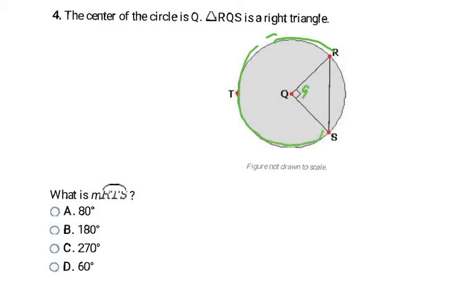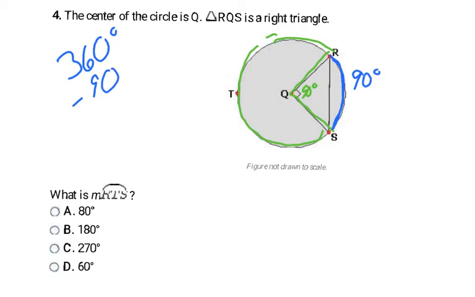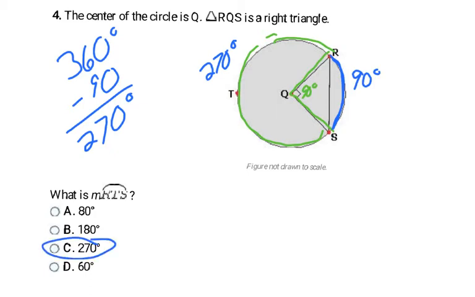Well, I know that this angle here is 90 degrees. I know that the central angle and this arc are going to match. So arc RS is also 90 degrees. I know there's 360 degrees in a circle, and I've used 90 degrees of that up. So if I subtract that from 360, that leaves me with 270 degrees. That means the rest of my arc that I'm looking for is going to be that 270 degrees. So my answer here is C.